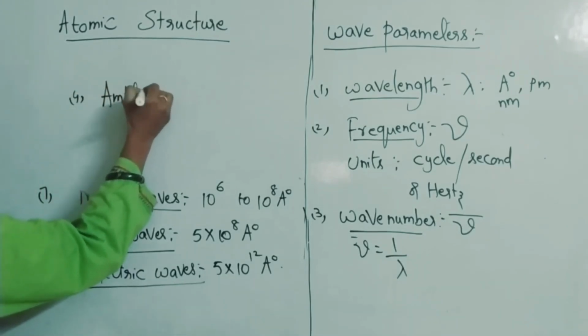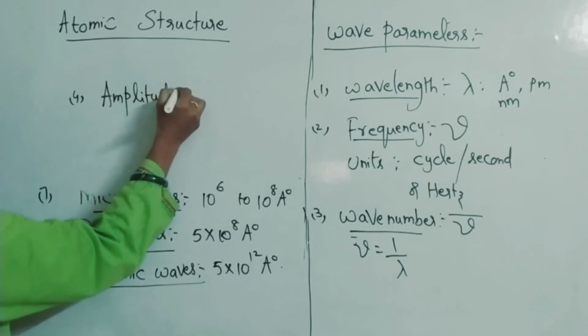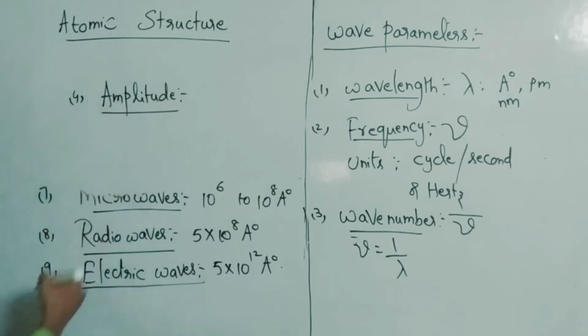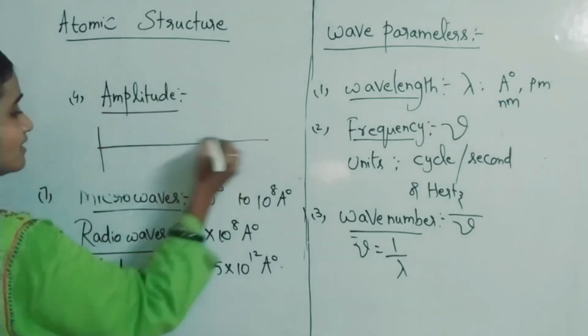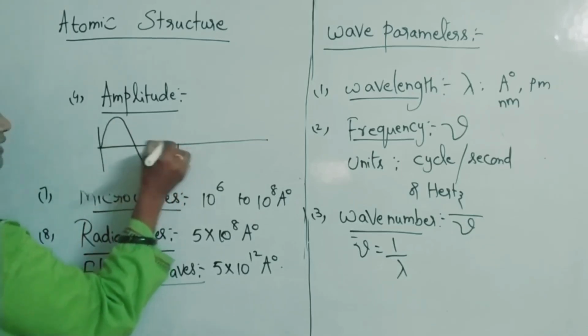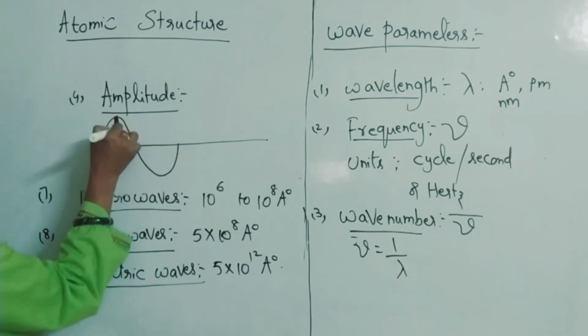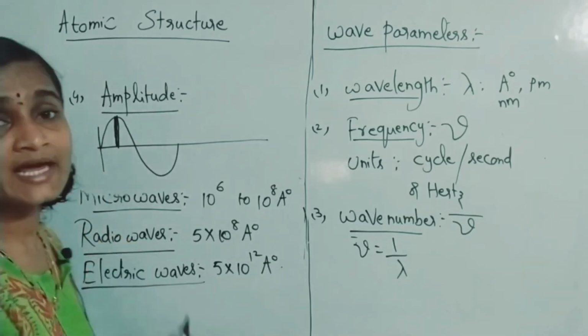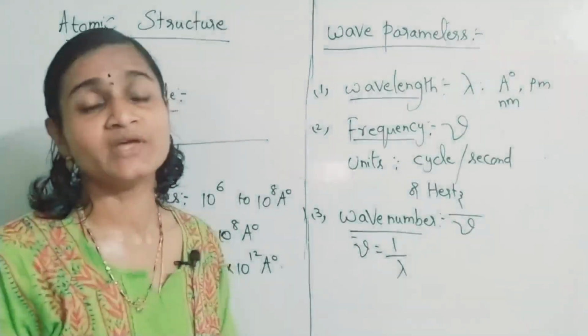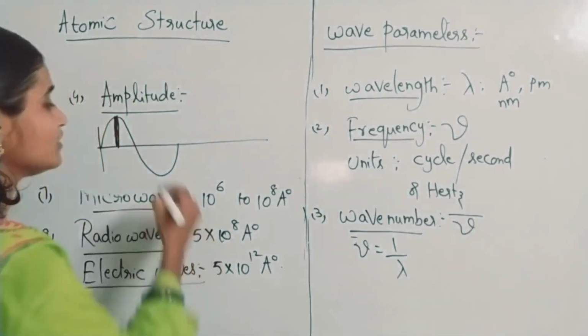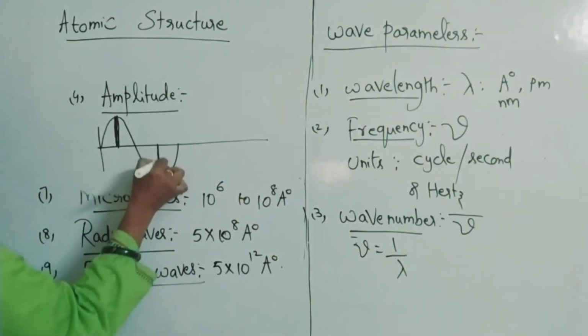So the height of the crest or depth of the trough is called amplitude. If a wave is like this, the maximum displacement point, you call it its amplitude. This distance, you call it amplitude. Now, the height of the crest or the depth of the trough is called what? Amplitude. This is also one of the important wave parameters.